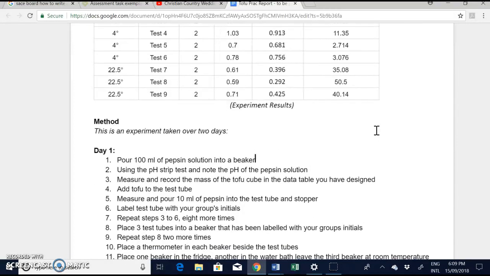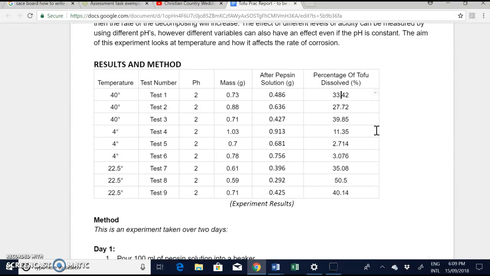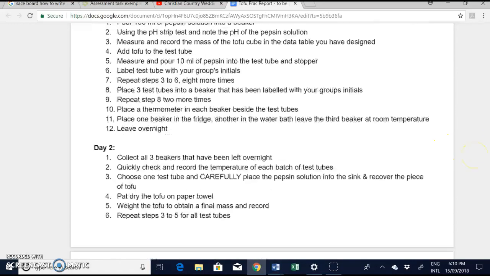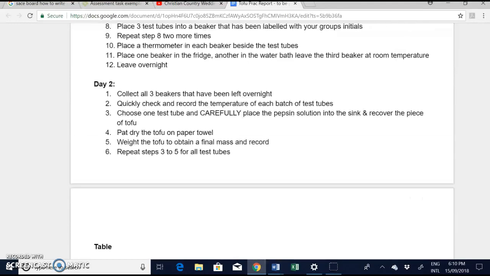Okay, results and method. We don't normally put them together, so method would definitely come before results. You'd probably have introduction, materials, method, and then your results. But if we just ignore the method and just talk about the results here, this table, we should have a table heading up the top. You can include all this raw data here, or you could put it in an appendix and just include the next table, but that's okay.